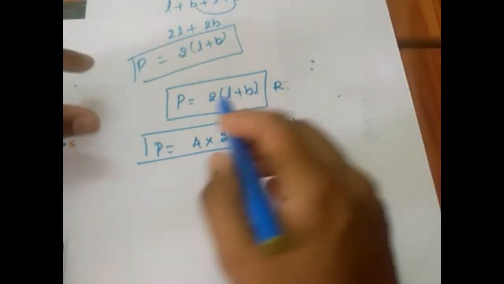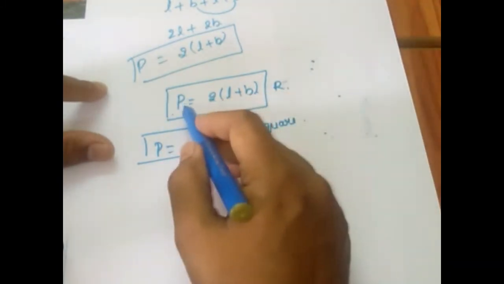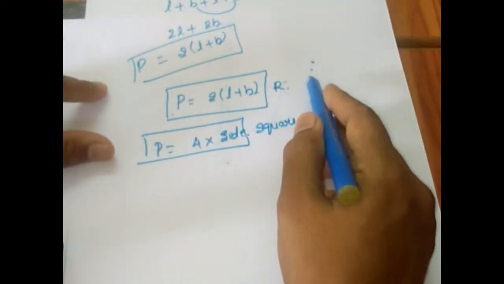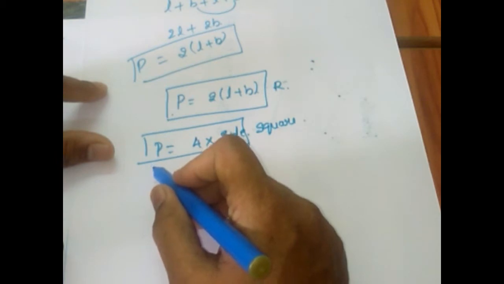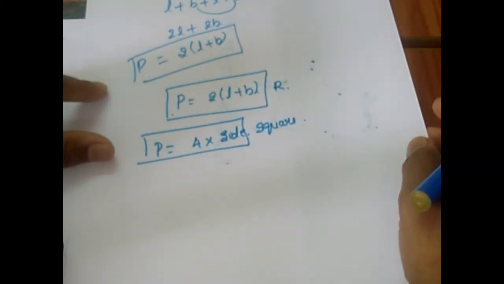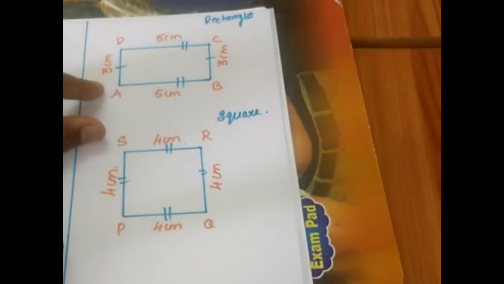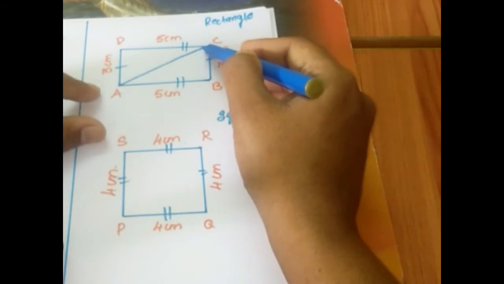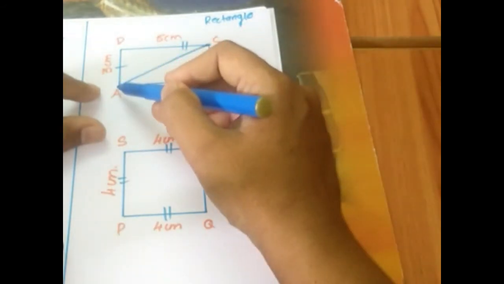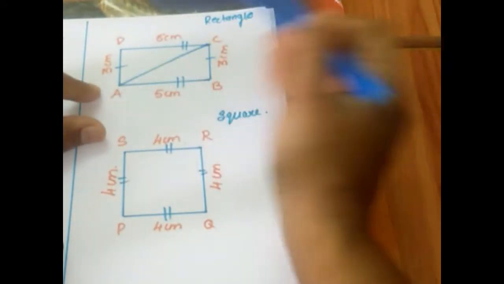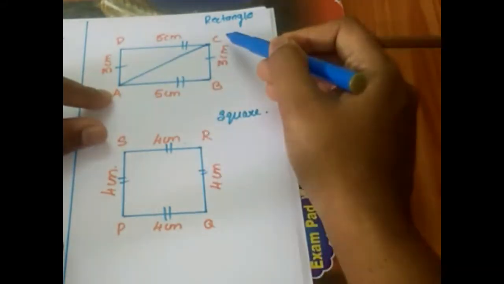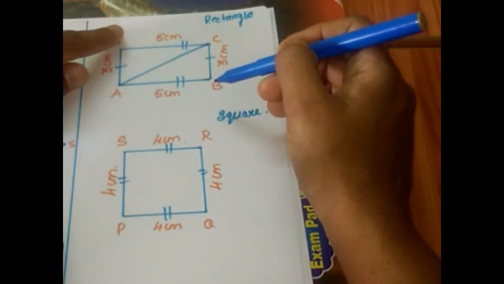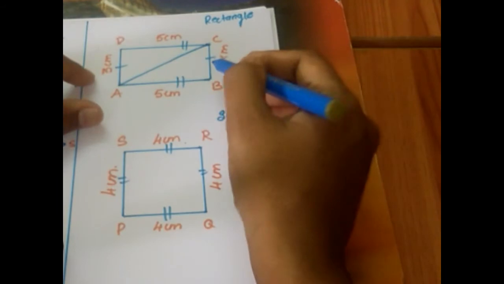2 more points, children. The first point is the perimeter is 2 into (L plus B) for a rectangle, and for the square, perimeter is equal to 4 into side. But in a problem while solving, if you find a diagonal, a diagonal is a line segment obtained by joining the opposite vertices. So AC is a diagonal. If you join, BD is also a diagonal.